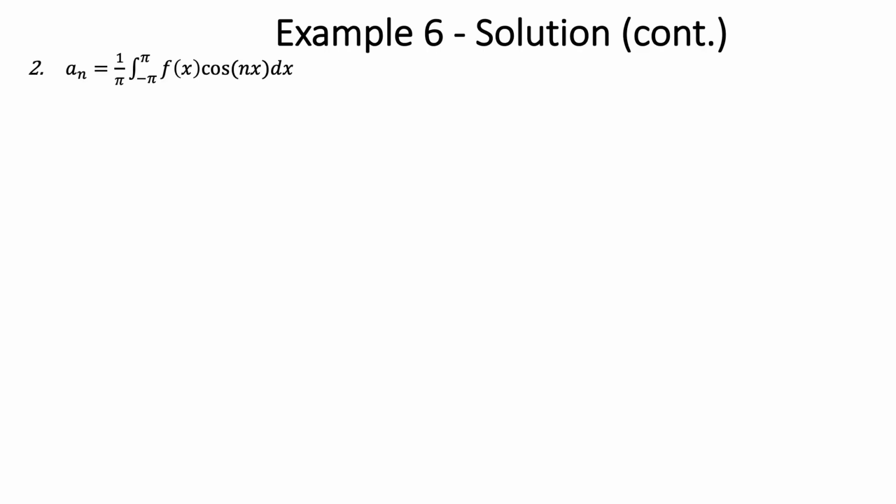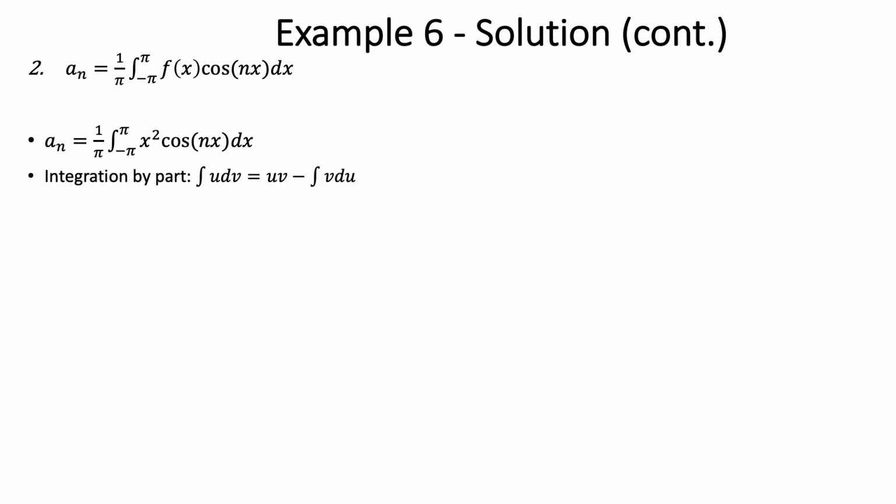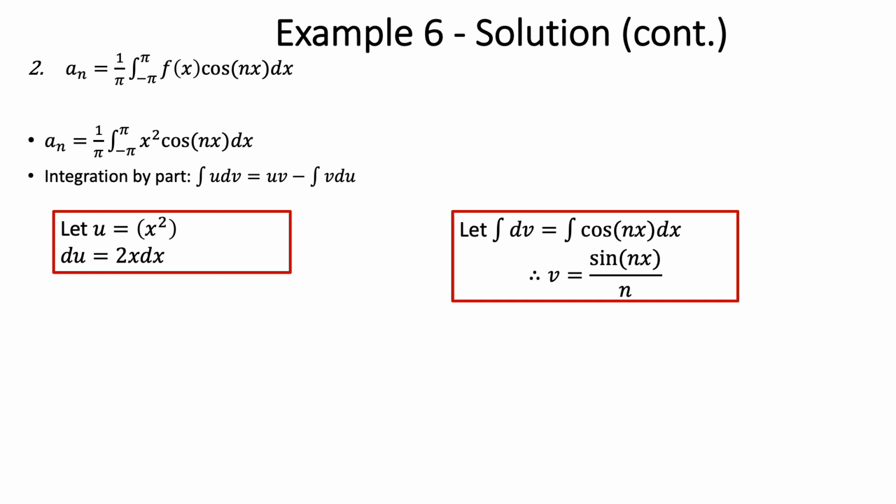Next is to find the coefficient an, which is equal 1 over pi integral minus pi to pi f(x) cos nx dx. We have an equal 1 over pi integral minus pi to pi x squared cos nx dx. We have to do the integration by part. Let u equal to x squared, du equal to 2x dx. Let integral dv equal integral cos nx dx. v equal sin nx over n.